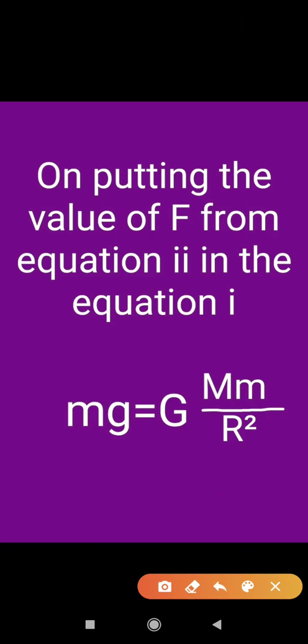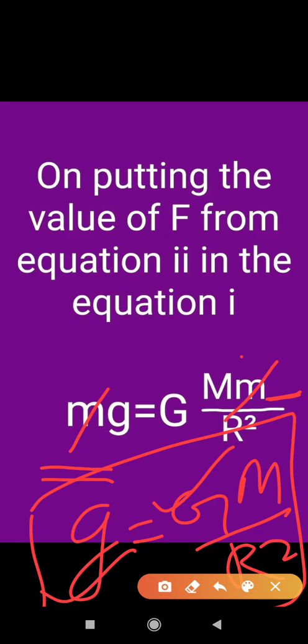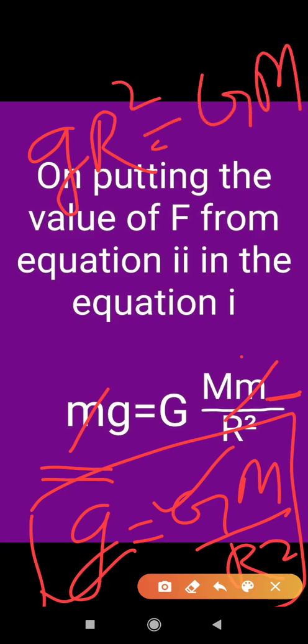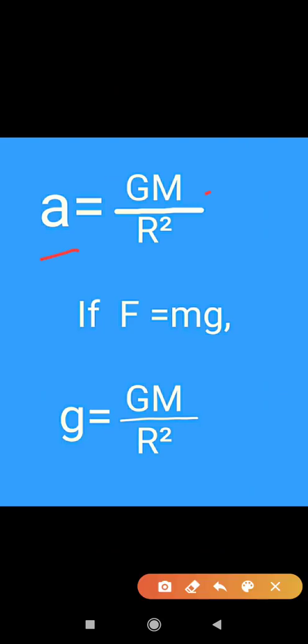We place the value F is equal to mg. Simply, the small m will cancel with the small m, because both represent the same mass of the body. We got the answer g is equal to G M upon r square. So this is the relation between G and g. If you cross multiply, you get g r square is equal to G M. Understood? So as we know, a will be equal to G M upon r square. If we consider F is equal to mg, this will be g is equal to G M upon r square.